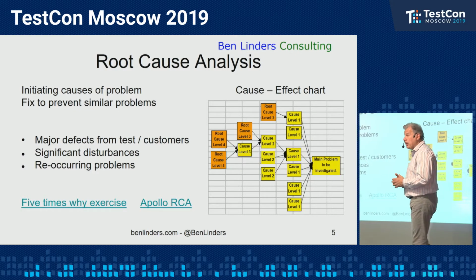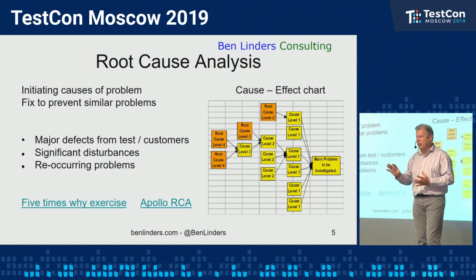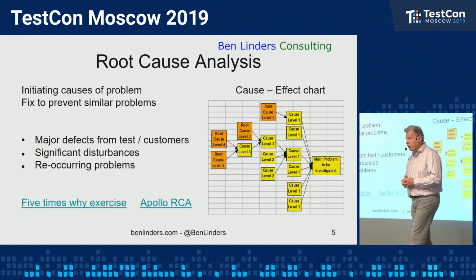Another thing could be a significant disturbance, and this is the kind of problem where everybody in the organization would say, this is something that we don't want to happen again. We don't want to have a similar situation again. So it's worth investing time in understanding what happened and to do something to prevent something similar from happening next time. Again, it's something similar. You're not looking for something to prevent the same problem. That would be too limiting. You're looking at preventing similar problems in the future.